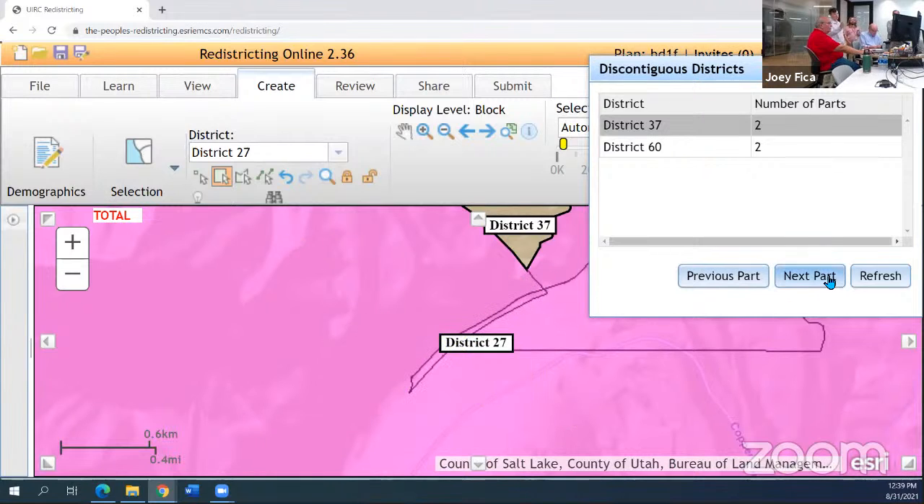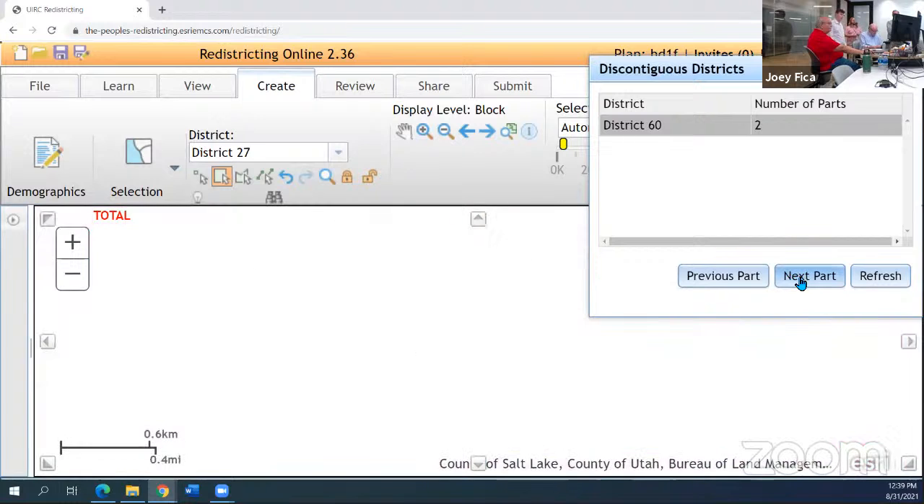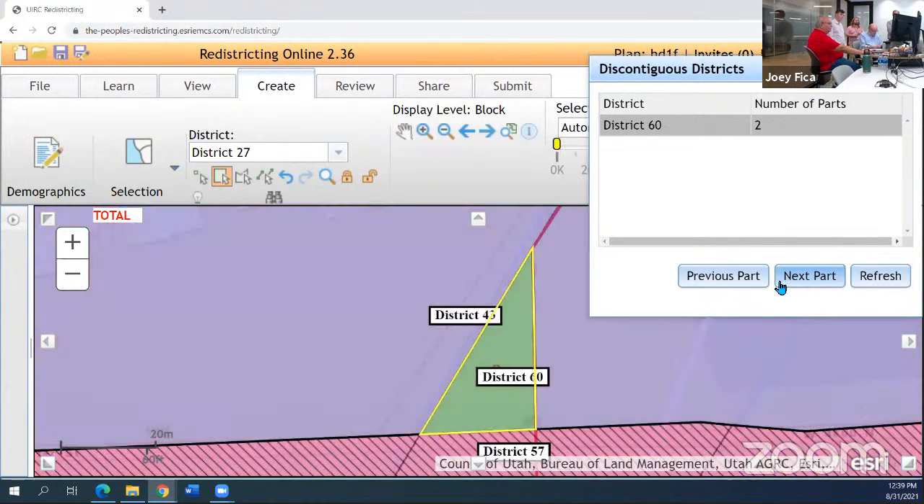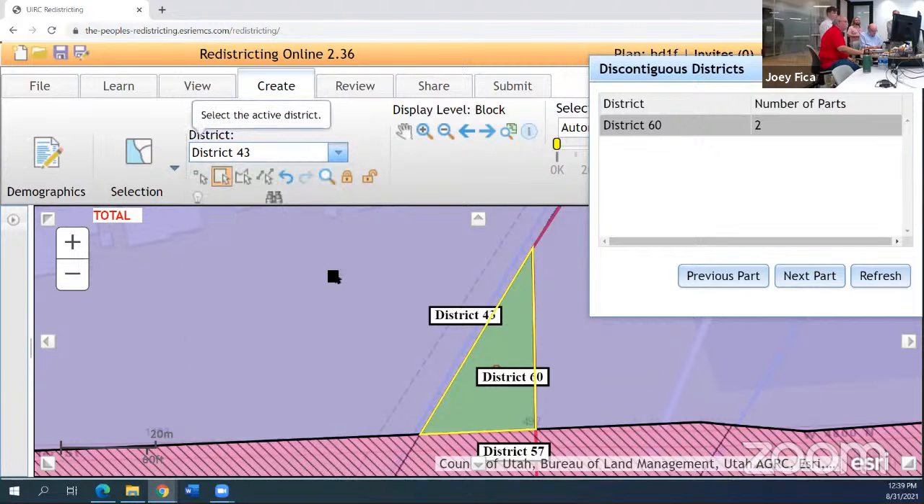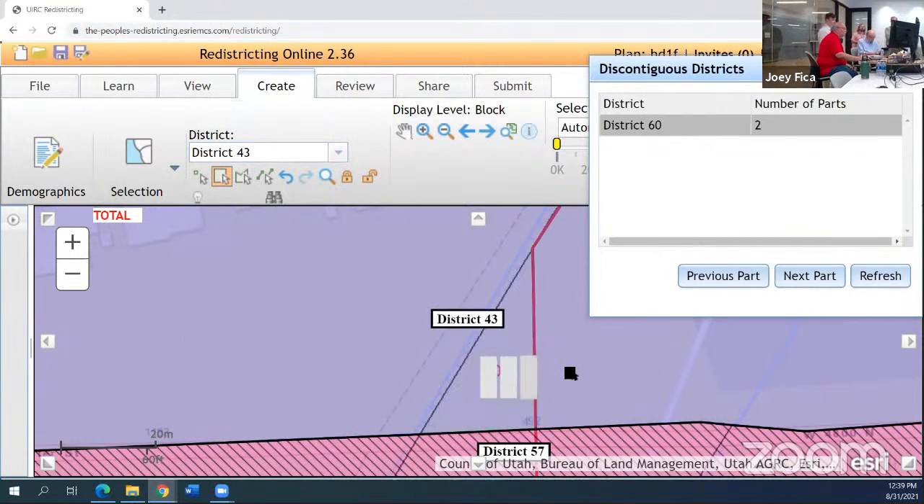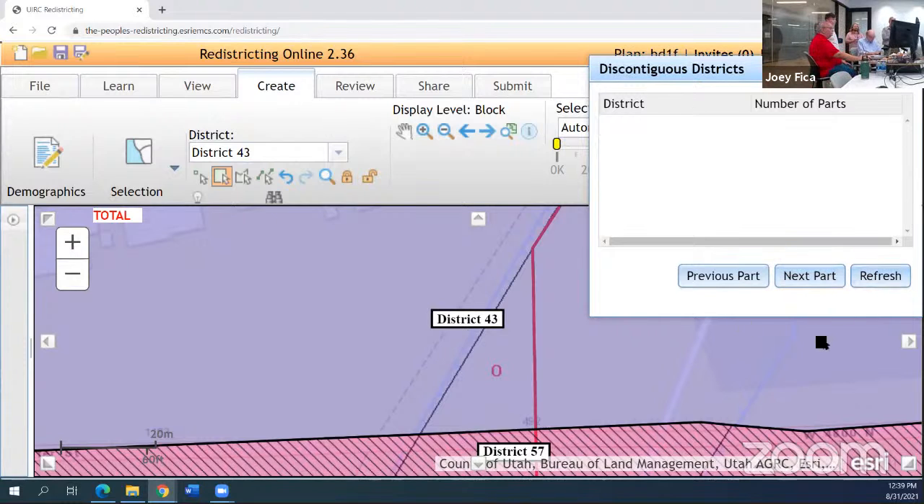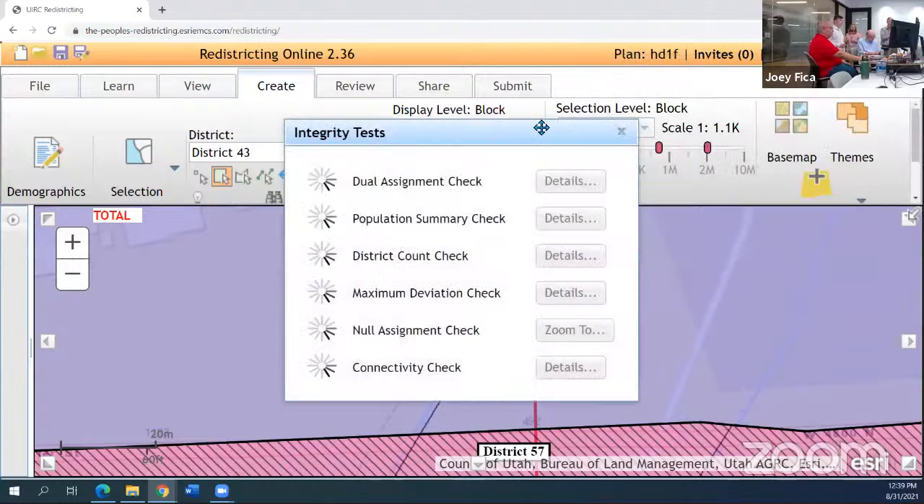Click refresh one more time. And then click 60, next part twice. No one there. So that means go to 43. Okay. And then click refresh. And then you can exit out and run that check one more time. Hope you get all checks.